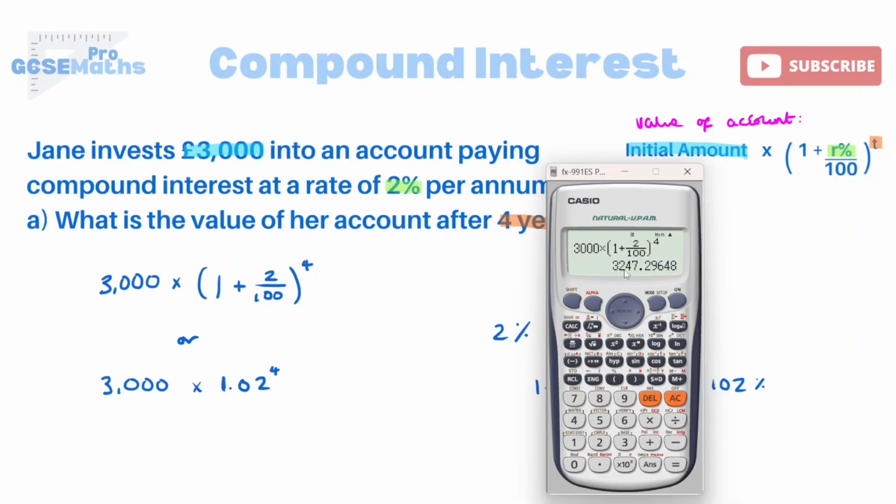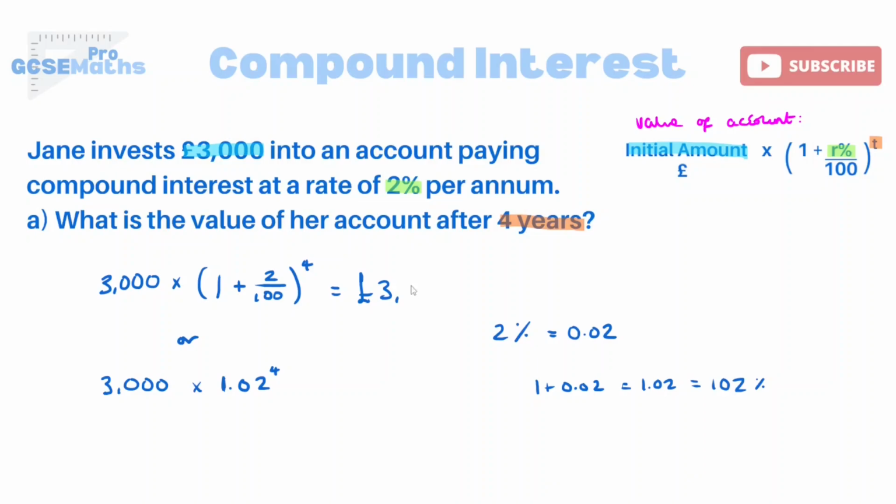So that would be £3,247.30. Now the reason why I said earlier that's the value of the account is because clearly this is what's in Jane's account after 4 years. Obviously still, the 3,000 is still there. And then anything that's beyond £3,000 is obviously then the interest. So that's why you have to be really careful.